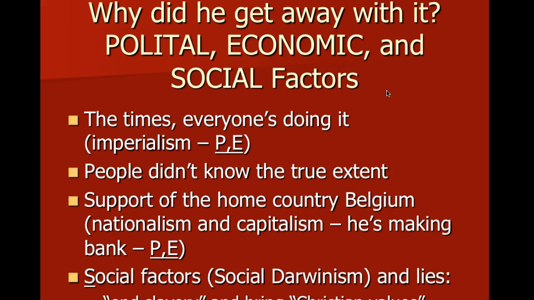Social factors. Social Darwinism. He's going in and making promises and lies. He's going to end slavery, bring Christian values, and promote a higher civilization for these people of Africa. But the reality was much different. I'm going to show you a short 2-minute video, and that'll be the end of our study of the Belgian Congo.